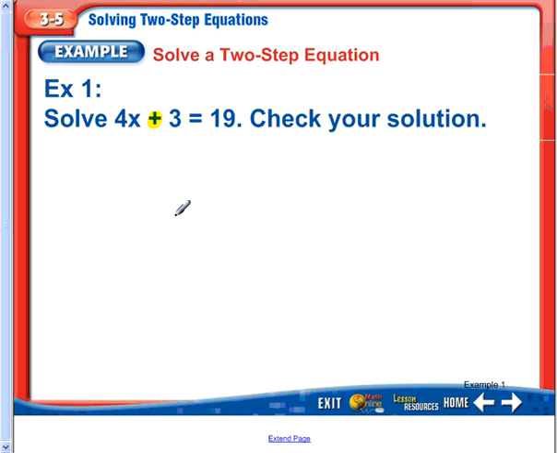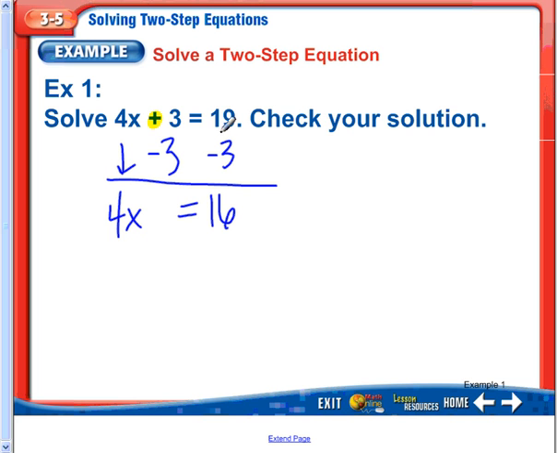Since the inverse operation of addition is subtraction, we will need to subtract 3 from both sides of the equation in order to keep the equation equal, which will leave us with 4x equals 16. If you have 19 and 3, it leaves us with 16.